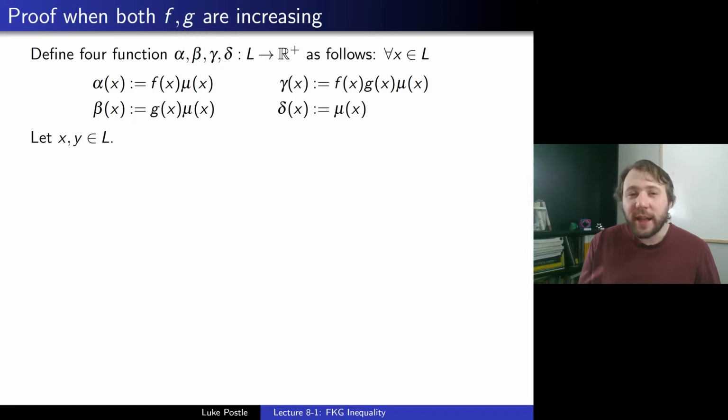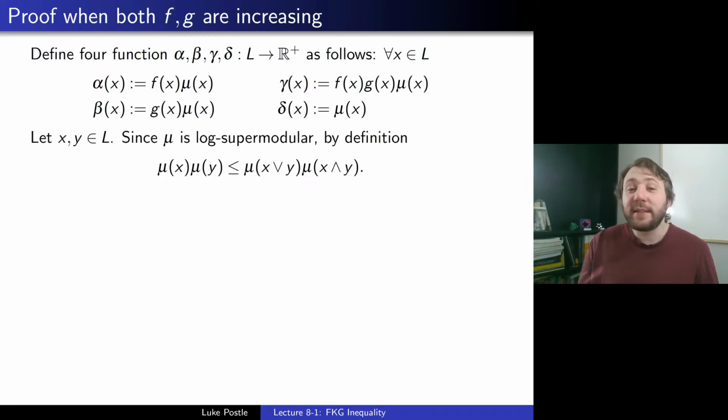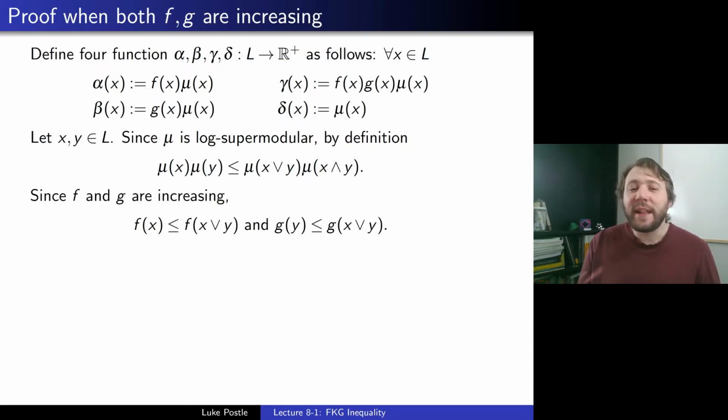So let's go through that. Let x and y be elements of the lattice. Then since mu is log supermodular, by definition, that is mu of x times mu of y is at most mu of the meet times mu of the join. And then since f and g are increasing, f of x is at most f of the join of x and y, and g similarly is at most g of the join there.